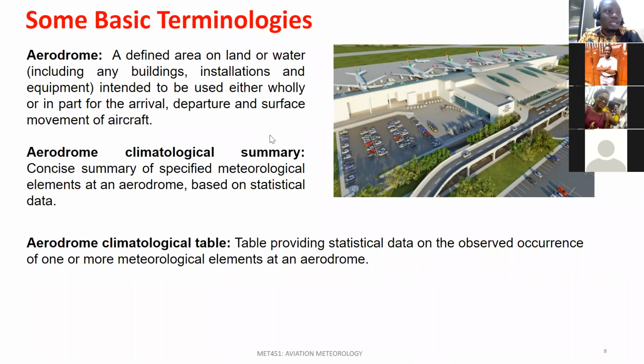And so when we talk of the ACS, or the aerodrome climatological summary, we are looking at the concise summary of specified meteorological elements within the aerodrome. And this is based on statistical data. So for instance, we would have some mean information, some variance, some maximum, minimums.